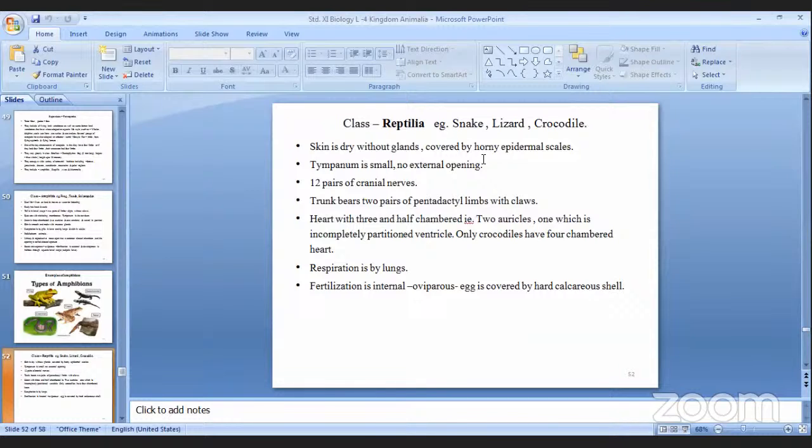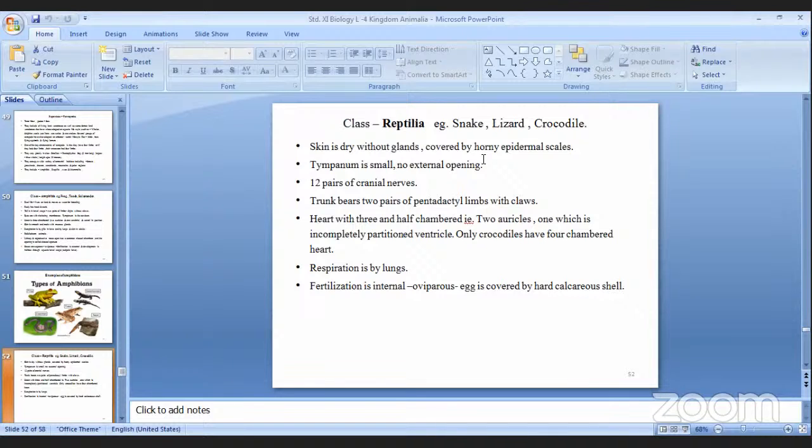Heart with 3.5 chambers. Now you see, first we had 2, then we had 3, and now here in reptilia it is 3.5. That means the ventricle is incompletely divided. So we call it 3.5 chambered, right? That means two auricles and one incompletely partitioned ventricle. Now only crocodiles have a four-chambered heart. So in reptilians, only crocodile is the one which has a four-chambered heart.